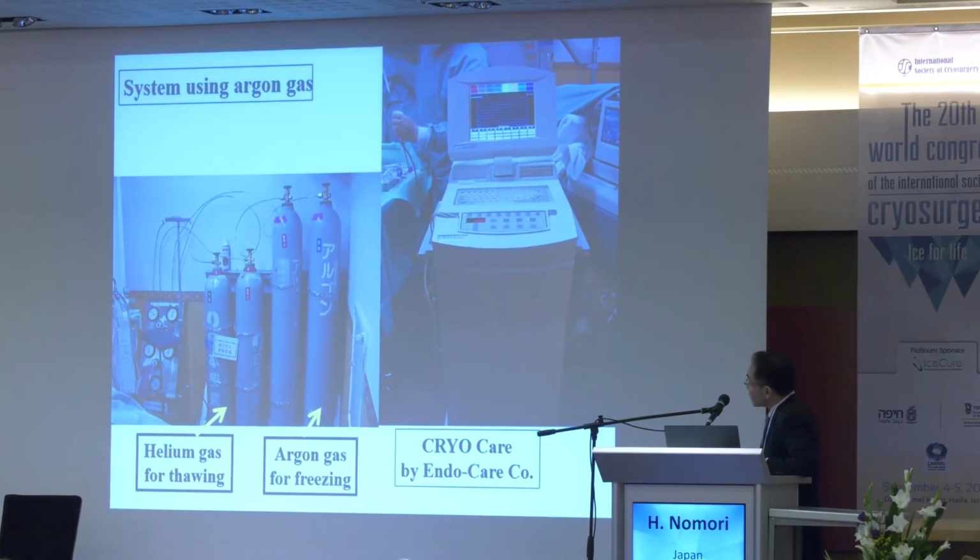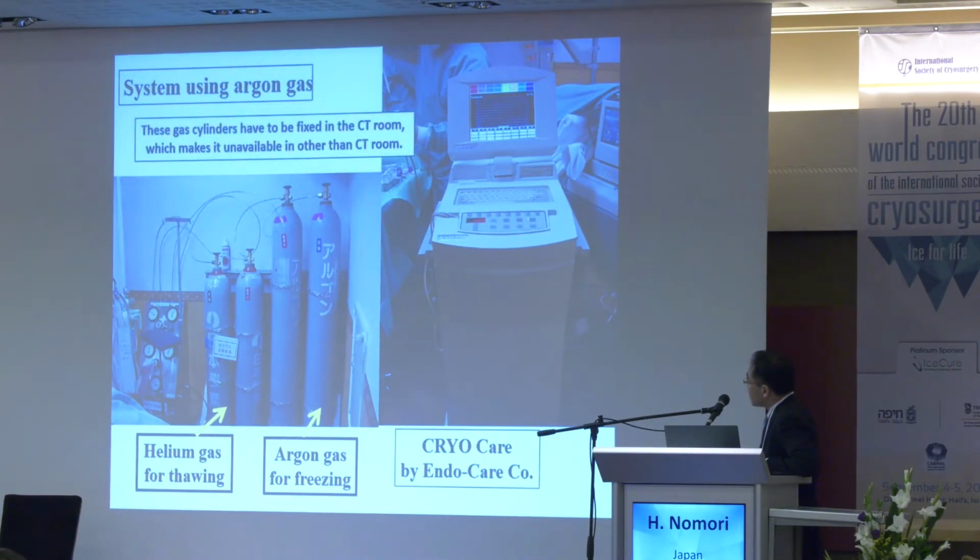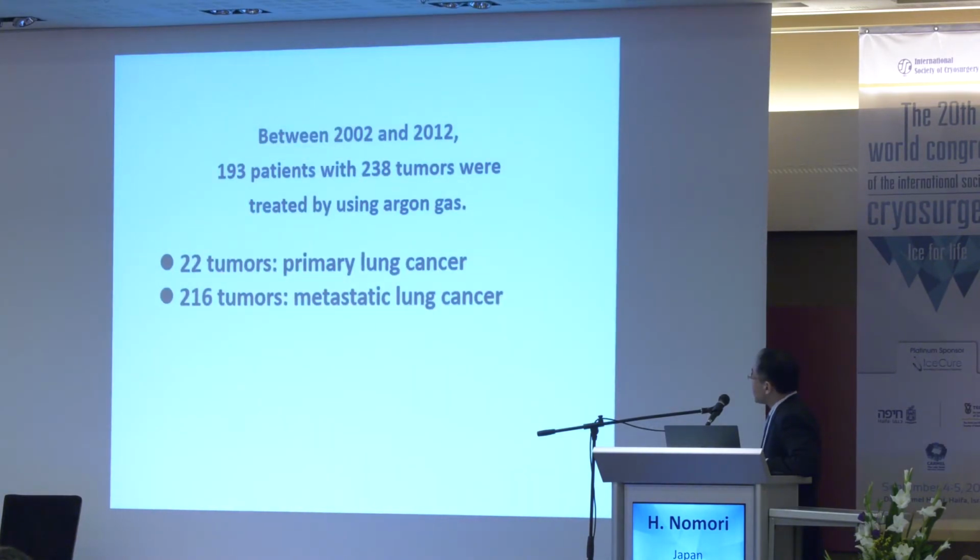This is a system using argon gas, Cryocare, with argon gas and helium gas. And these gas cylinders have to be fixed in the CT room, which makes it unavailable in other than the CT room. So between 2002 and 2012, 193 patients with 238 tumors were treated by using argon gas. 22 tumors were primary lung cancer, and 216 tumors were metastatic lung cancer.